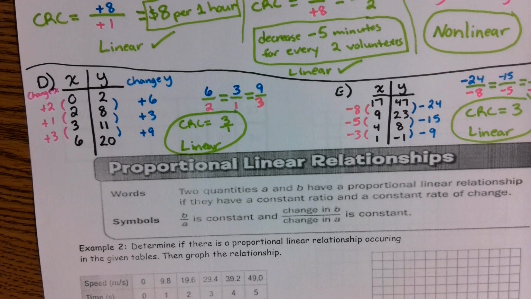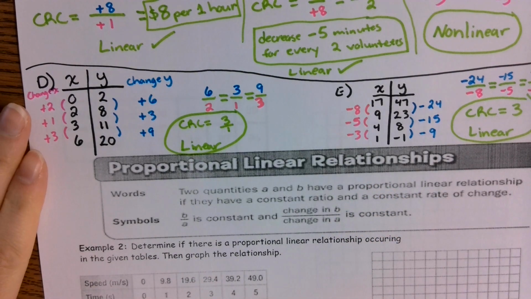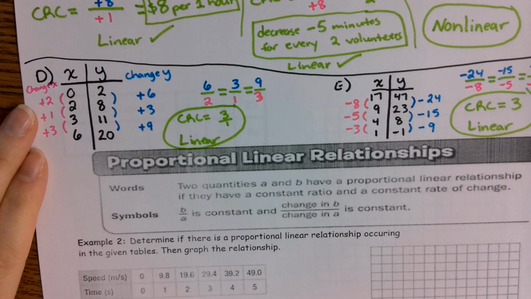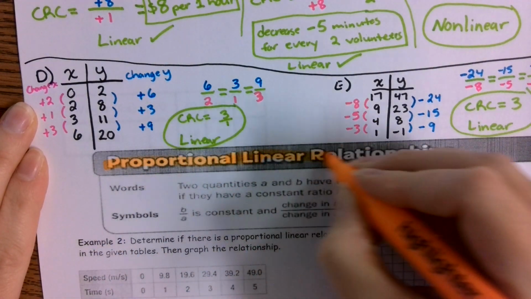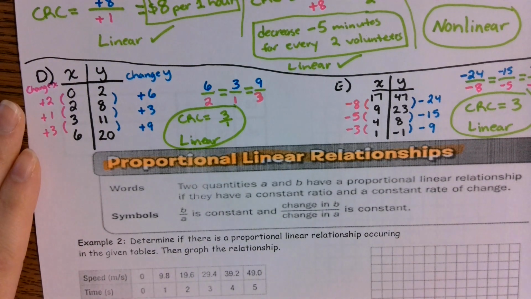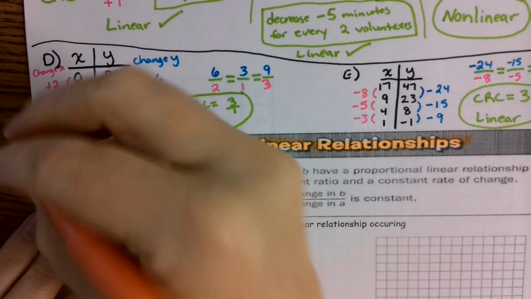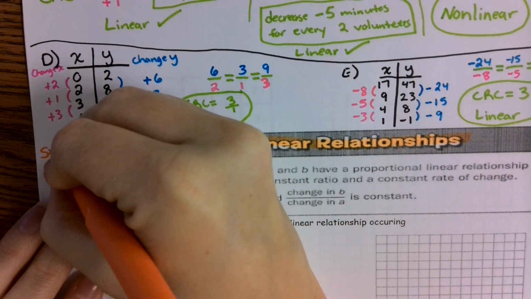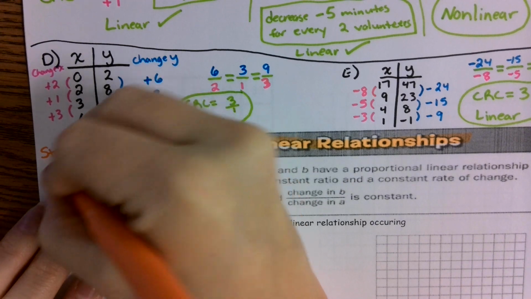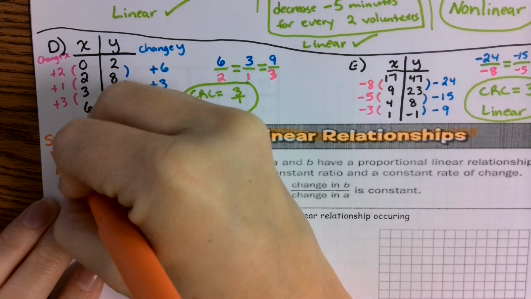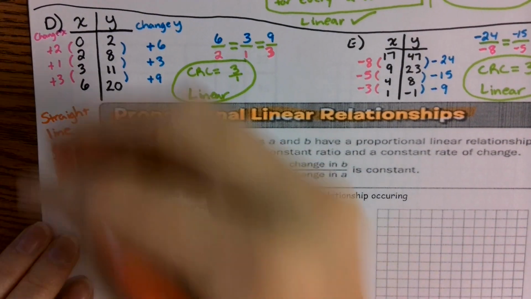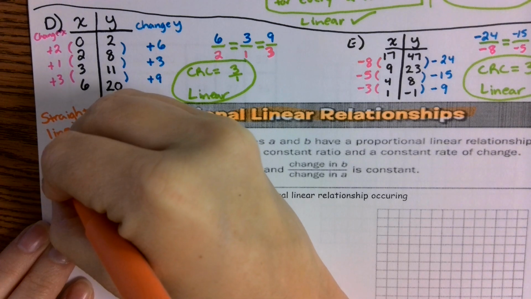In order for it to be a proportional relationship, not only does it have to be linear, but it also has to start at the origin, or it has to have the point 0, 0 as its data point. So underline or identify this right here. When we talk about proportional linear relationships, they need to be a straight line and this is a really important feature, they must pass through the origin.